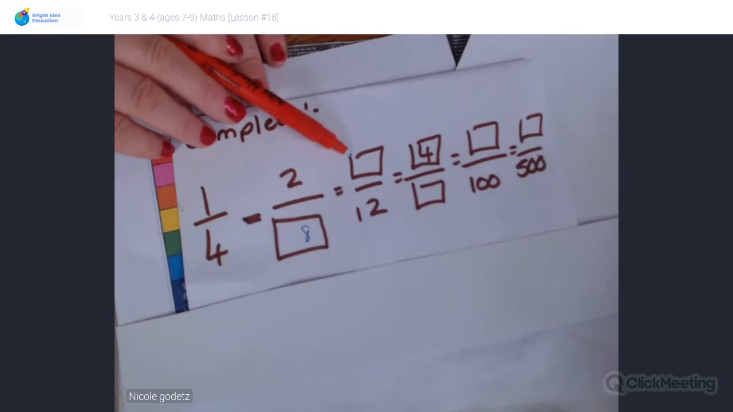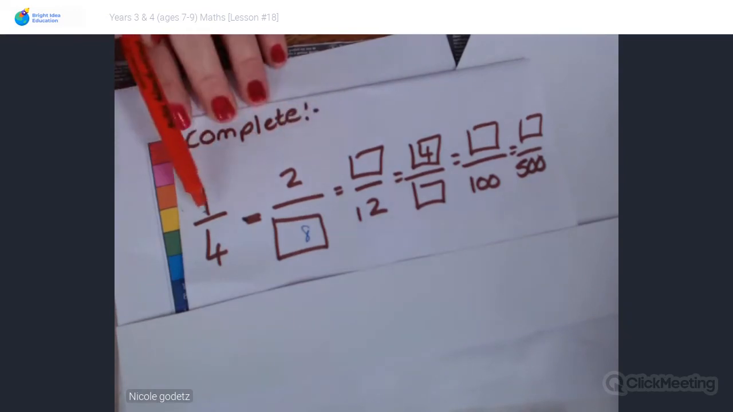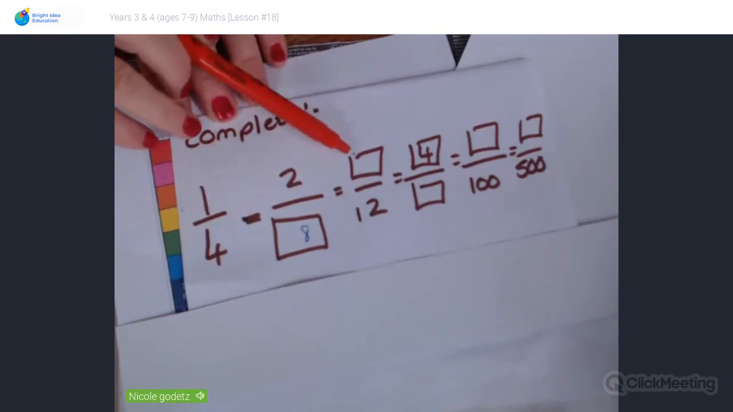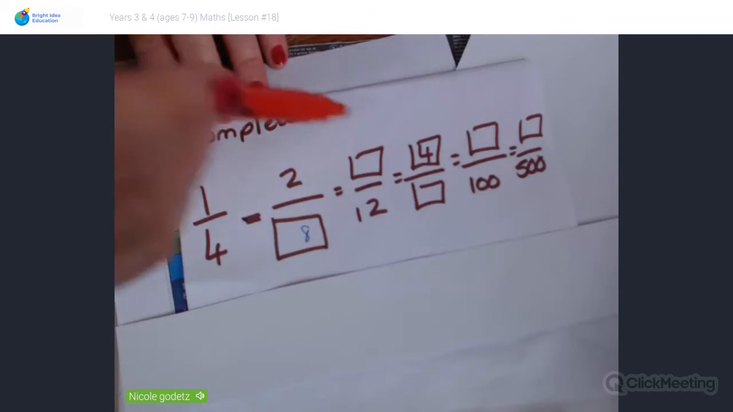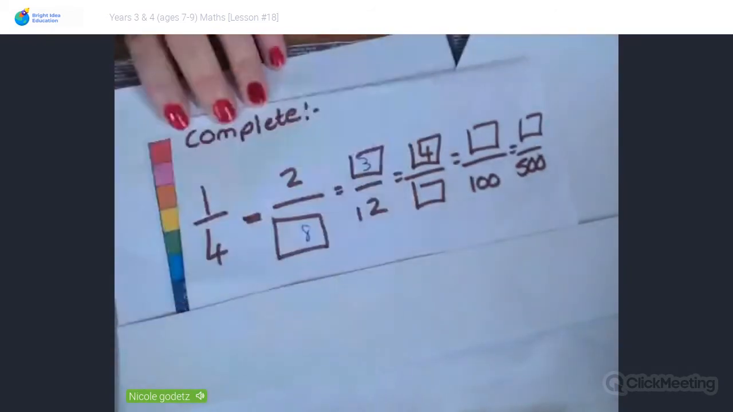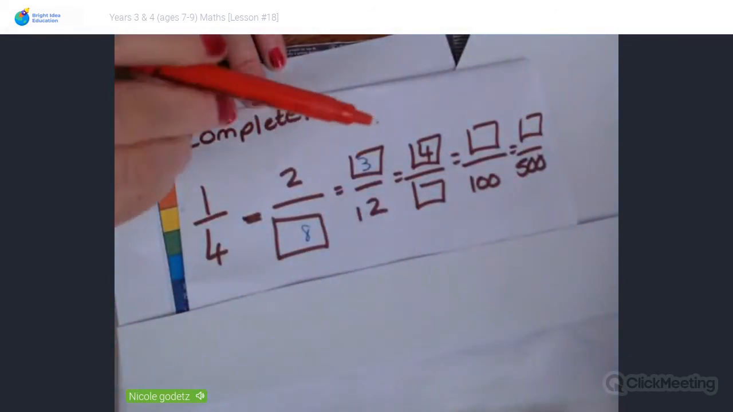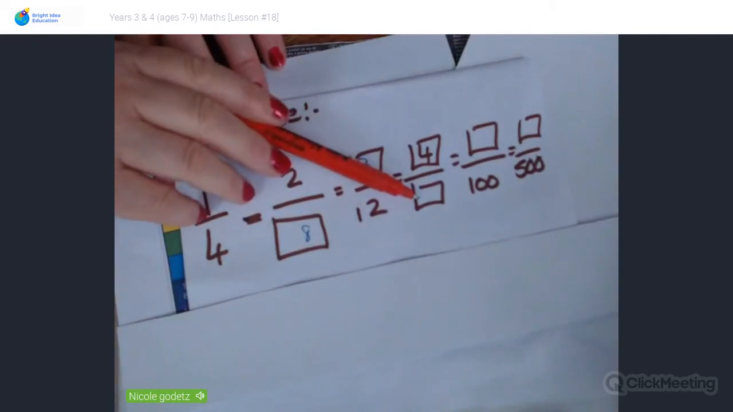No. 6/12 is a half. 6/12 is a half. We are equivalent to a quarter. Divide 12 by 4. What do you get? 3. 3/12 is a quarter, not 4/12. That is a third.